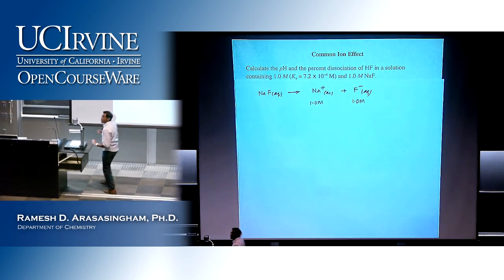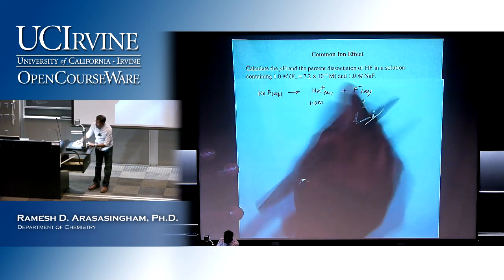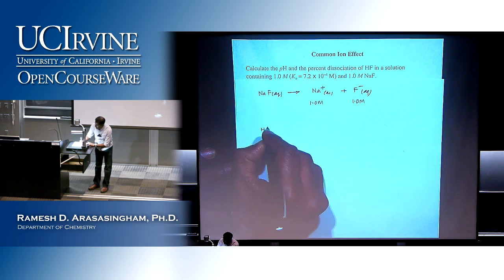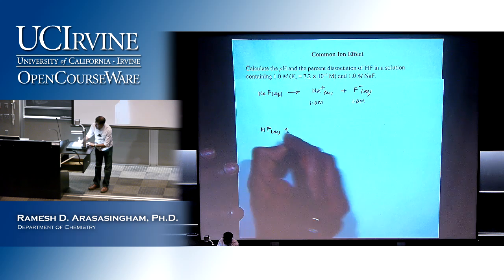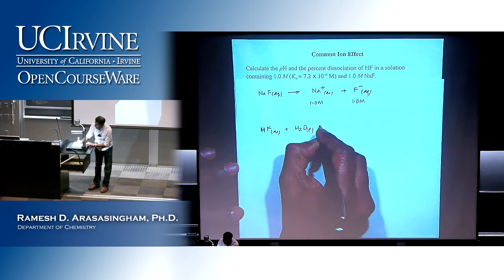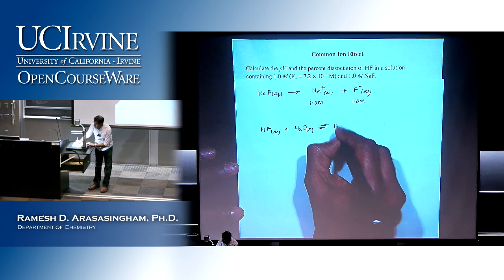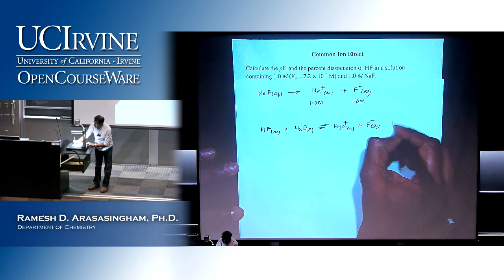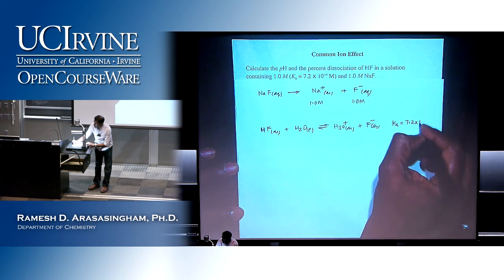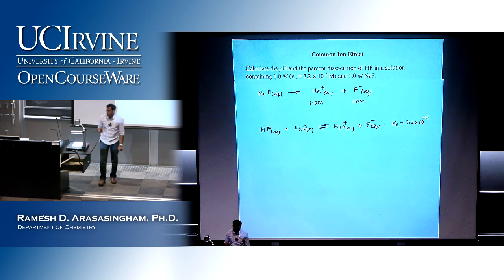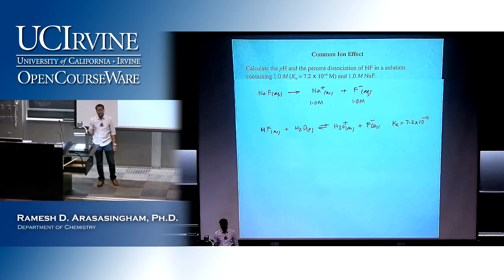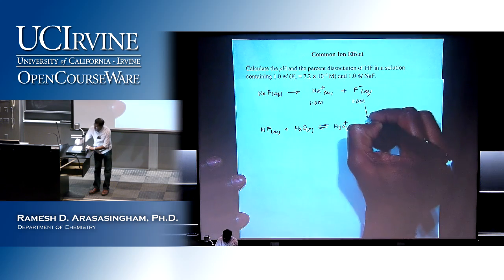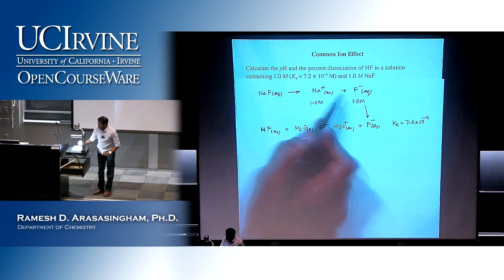All right? So the equilibrium that we're looking at is how this common ion affects the equilibrium that we're interested in looking at, which is HF in water. This is a weak acid, so it's going to produce hydronium ion plus F minus. And we are told that Ka is 7.2 times 10 to the negative 4. All right? And this is the fluoride ion that's there.